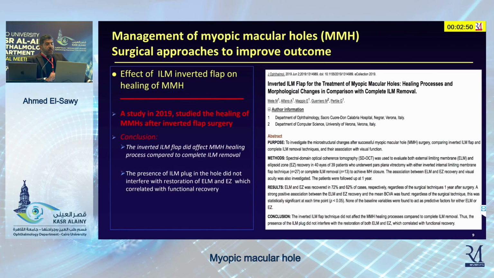It was debated whether these inverted flaps could interfere with the healing of the myopic macular holes or not, and there was a study in 2019 that showed that the inverted flaps did not interfere with the natural closure or the natural anatomy of the macular area after closure. I think this is a single study and many studies should be conducted in that manner, but they also concluded that the ILM plug that they did see in some cases did not interfere with the restoration of the outer macular layers like the external limiting membrane or the ellipsoid zone.